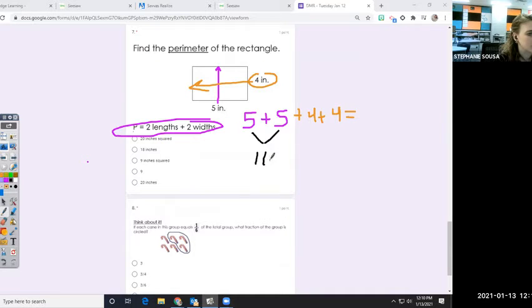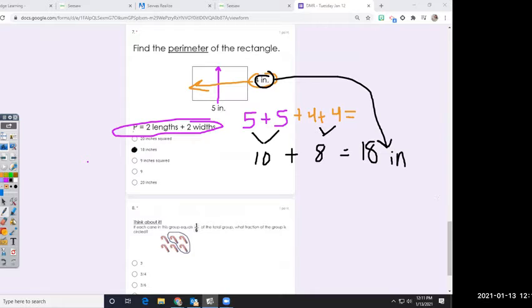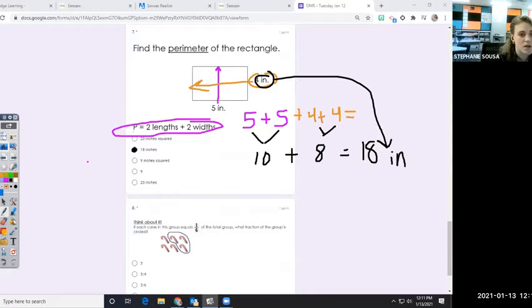5 plus 5 is 10. 4 plus 4 is 8. 10 plus 8 is 18. We are working with inches, so we must also have our label. 18 inches is here. Questions or comments on that one?